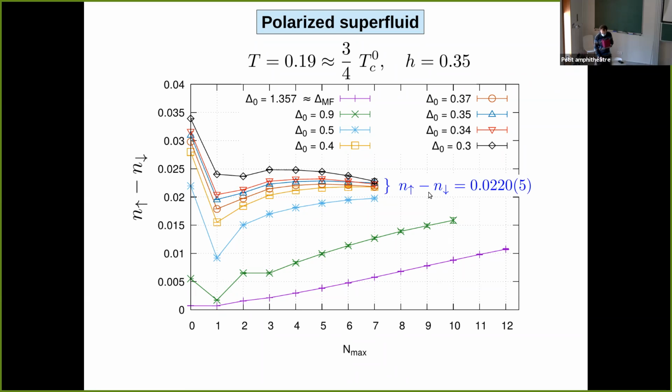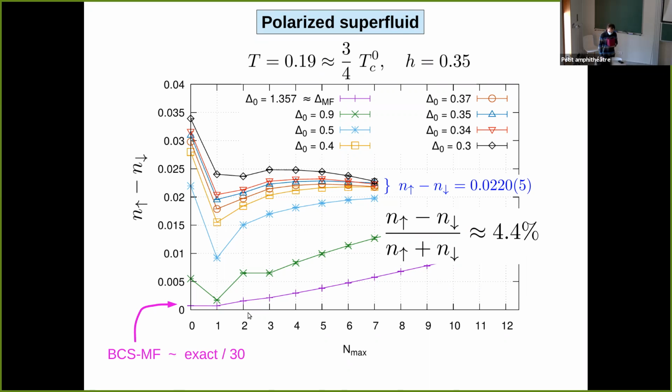So from this, we can claim a result for the magnetization, which is basically this with this error bar, which corresponds, if we divide by the total density, to a 4% polarization. So it's a small polarization, but we can clearly see it. And actually, the BCS mean field result is, of course, this order 0 from the purple series. And this is even much smaller. It's the exact result divided by 30. So this is why the mean field series here is not good at all, because mean field is a very bad starting point.